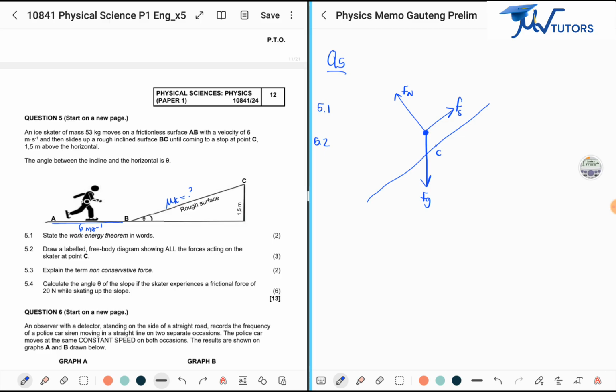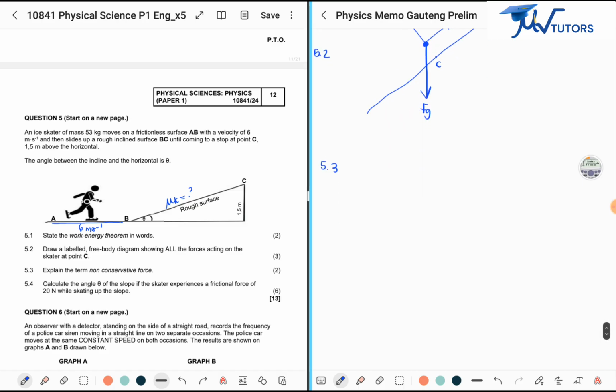Then 5.3 says, explain the term non-conservative force. Remember, it deals with whether the work is dependent or independent of the path taken. A non-conservative force is a force for which the work done is dependent on the path taken. Like your friction force, it depends on the path taken.